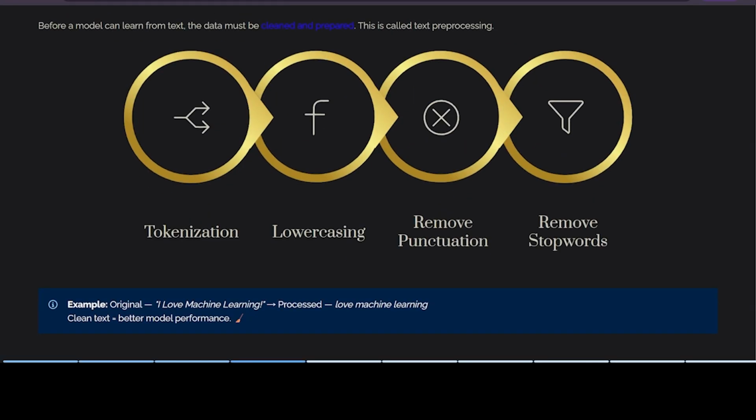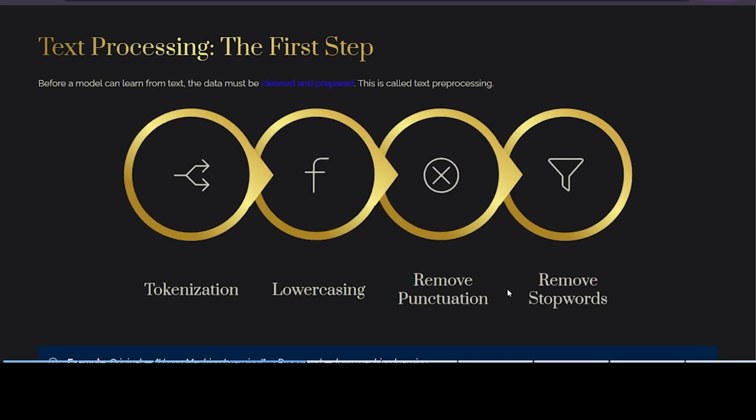Next, we are going to see text processing, the first step. Before a computer can learn from text, the text needs to be cleaned. That process is text processing. Think of it like washing vegetables before cooking. The raw text contains unnecessary information, and cleaning provides better accuracy.